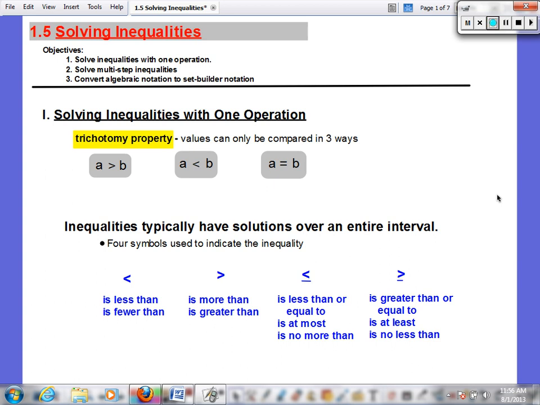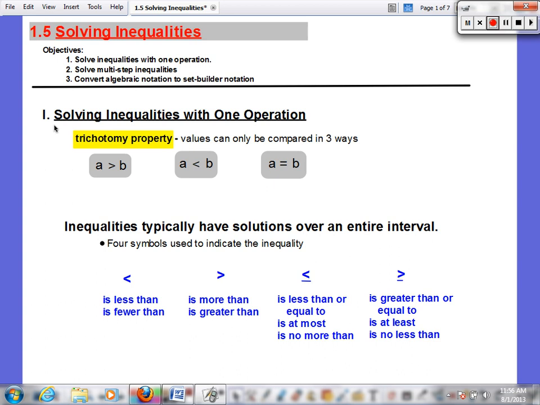Solve multi-step inequalities. That'll be where we spend most of our time. And then convert algebraic notation to set builder notation. We'll also be addressing, if we have time, what we call interval notation. It's not really found in depth in your textbook, but we will be spending some time on it. Very important for that next level. It's just another way of writing this algebraic notation that you're already familiar with.